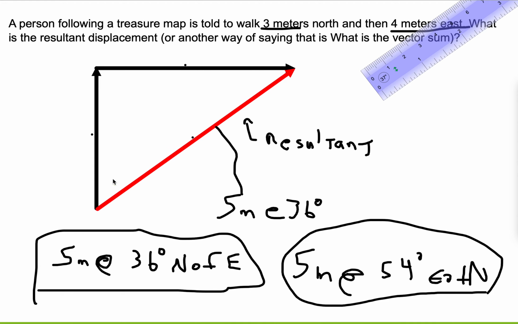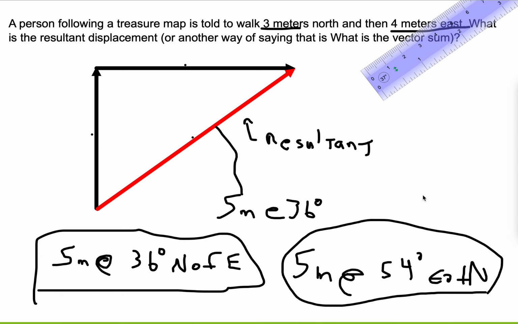So if I use this angle, that's still northeast, right? This angle is still northeast. But if I tell someone to go 36 degrees north of east and 54 degrees north of east, those are not the same thing. If I just say go 36 or 54 degrees northeast, you won't end up in the right spot maybe. You have a 50-50 chance of ending up in the right spot.